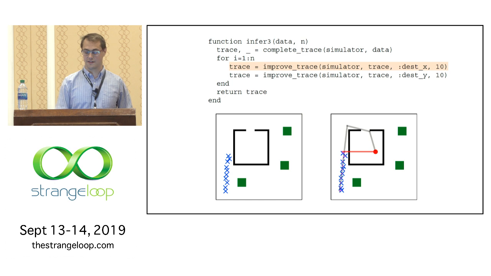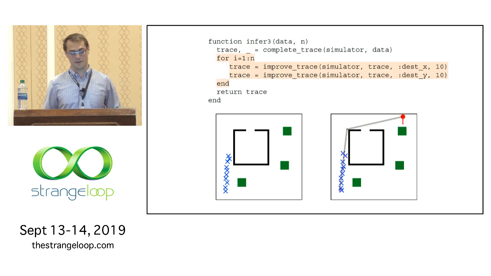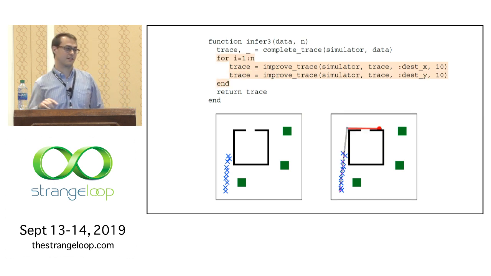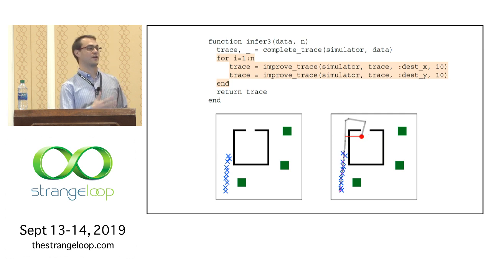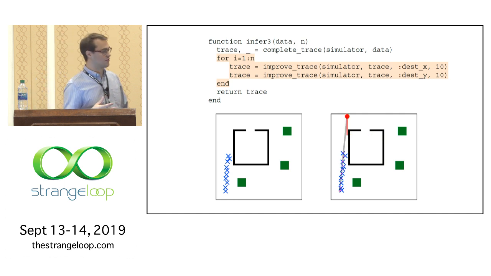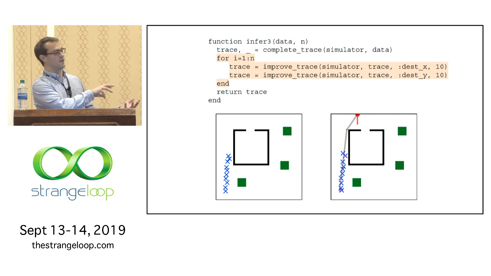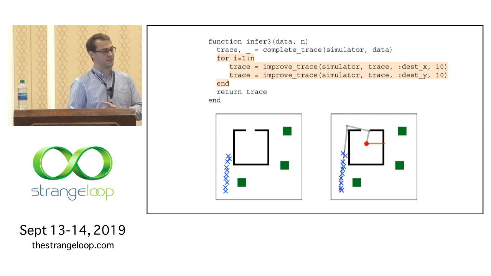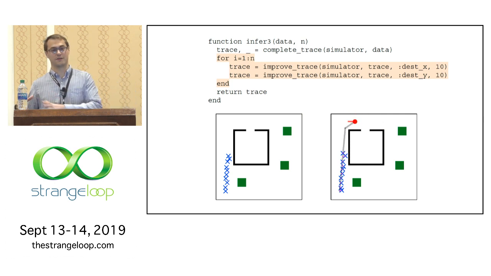So if we keep on running this for loop over and over again, we actually start exploring a space of different worlds that are all good explanations. So improved trace basically has two roles. The first one is to get you from a crazy world that doesn't make any sense into one that's a good explanation, but you can also use it to explore the space of good explanations.